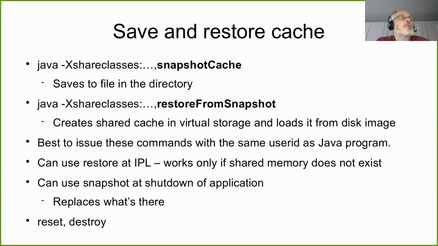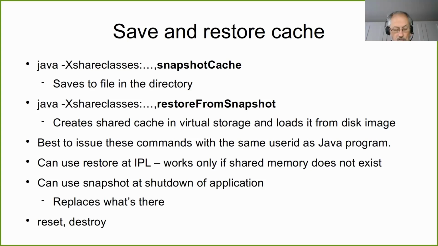If you want to back up your cache, you say snapshot cache, and it saves it to a file in the directory, which I showed you earlier on. And the opposite is you can restore from the snapshot, and that says create a copy of the in-memory cache based on the disk image. Now, if there's an existing shared memory cache there, it will not restore it. So you run this from an empty system and it'll build the cache for you.